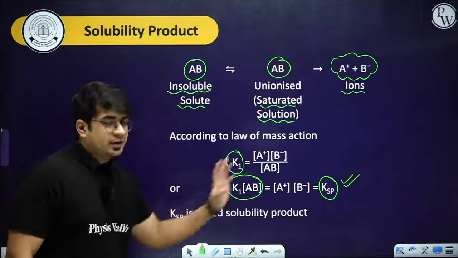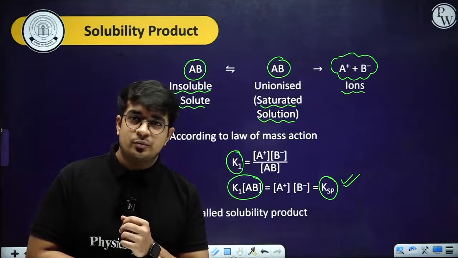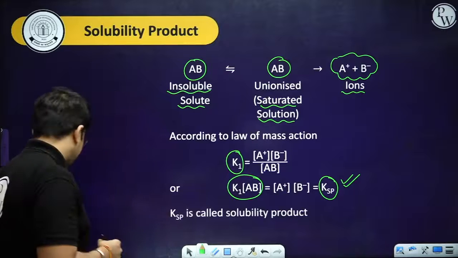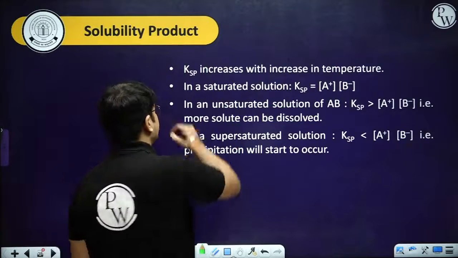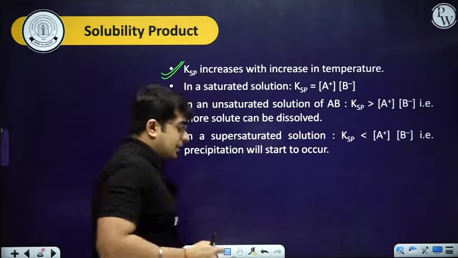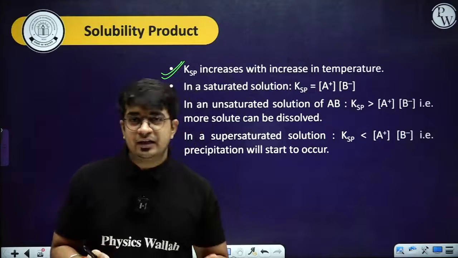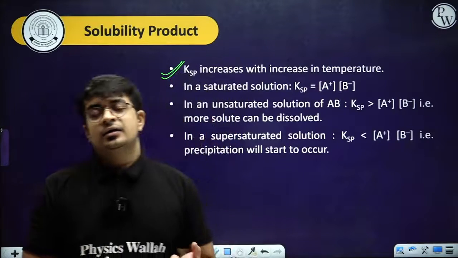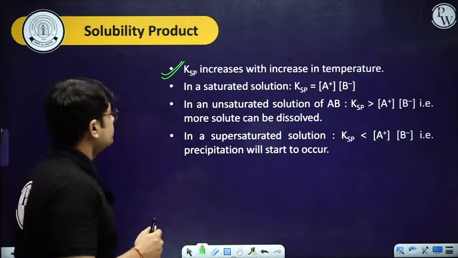Okay. So definitely the solubility product depends upon the stoichiometry, just like any other equilibrium constant. So KSP increases with increase in temperature, because it is temperature dependent. If the temperature increases, the ionization is going to increase definitely. So more A positive and B negative will be present in the final state. Definitely in that case, KSP is going to increase.